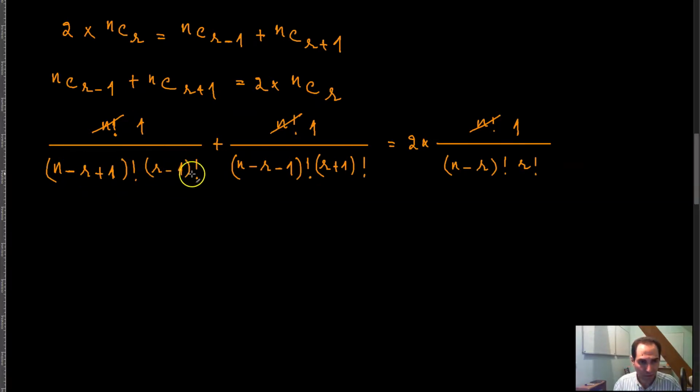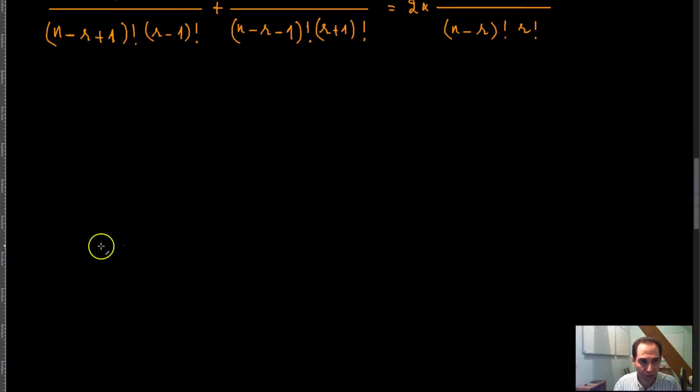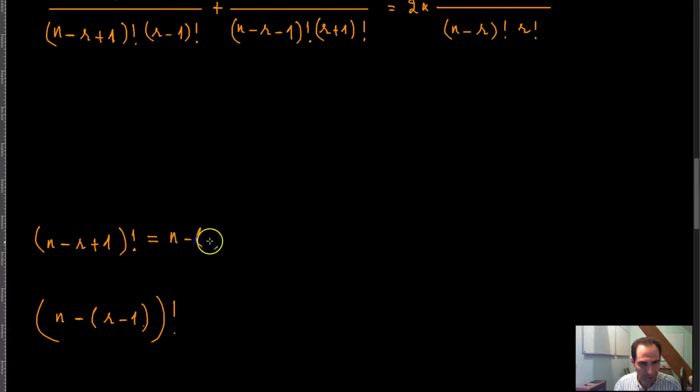And then n minus r plus 1 factorial. You see over here n minus r plus 1 factorial. Because you don't want to confuse yourself, you can write that as n minus r minus 1 whole factorial, I suppose, n minus r plus 1. So you can write it this way. You can write it as n minus r minus 1 factorial.